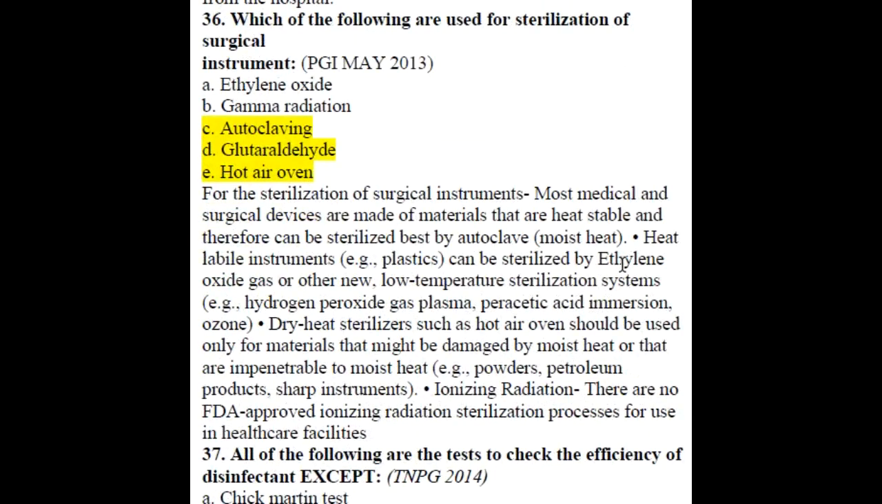Which of the following are used for sterilization of surgical instruments? For sterilization of surgical instruments, we use autoclaving, glutaraldehyde, and hot air oven. Ethylene oxide is used for the sterilization of heat labile materials or instruments.